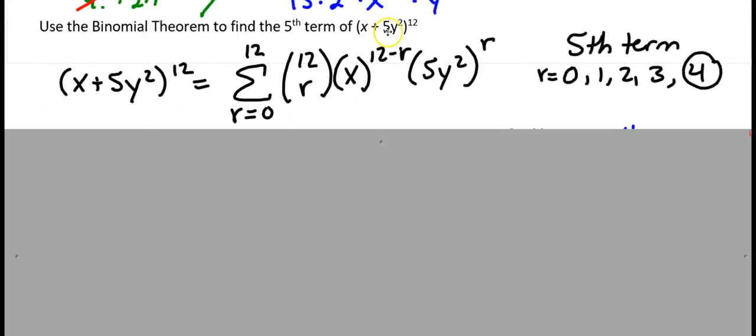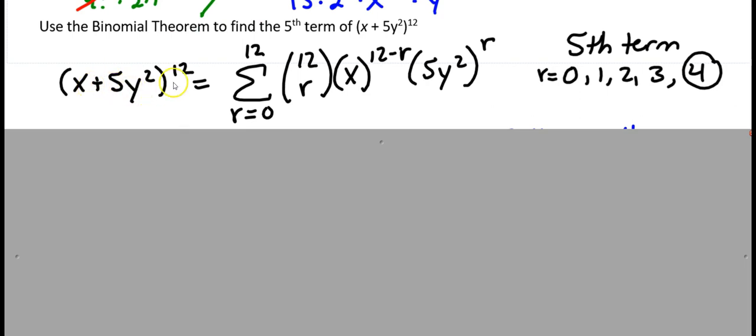Okay, let's look at x plus 5y squared to the 12th. And I want to find the 5th term. I could write a bunch of rows of Pascal's triangle, and that would actually be a way to do it, but you'll see that it's probably not a good way to do it when you see the size of the number that we end up getting for that coefficient. So I would suggest doing it the way that I'm going to show you here.